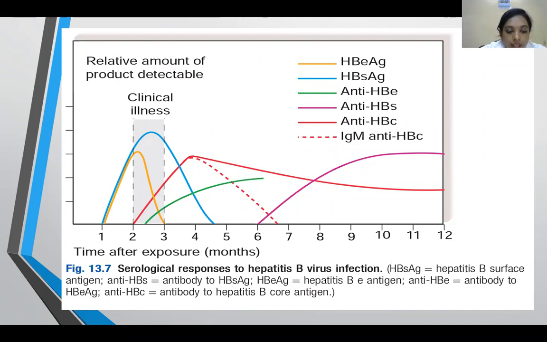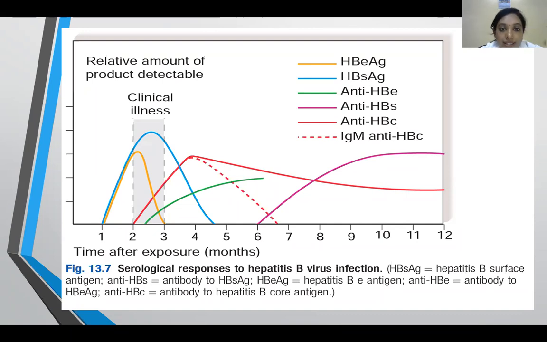HBs antigen may be detected as early as 1 to 2 weeks or as late as 11 to 12 weeks after exposure. See, 11 to 12 weeks, that is 3 to 4 months. If it is persistent throughout, what does it indicate? It is a marker of chronicity. What is HBe antigen? It correlates with high levels of HBV replication and infectivity. That is, the host is infective. Repeating it again, HBe antigen.